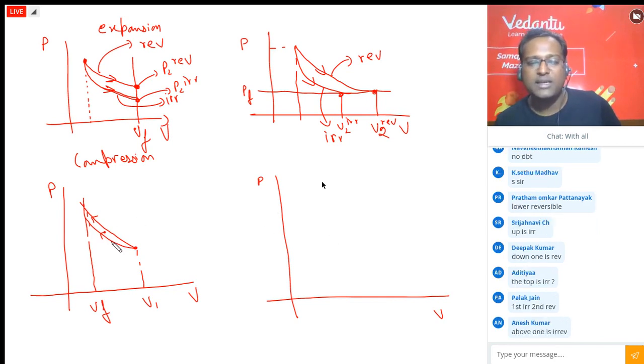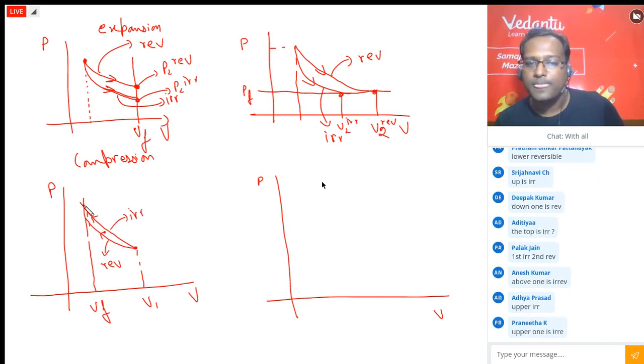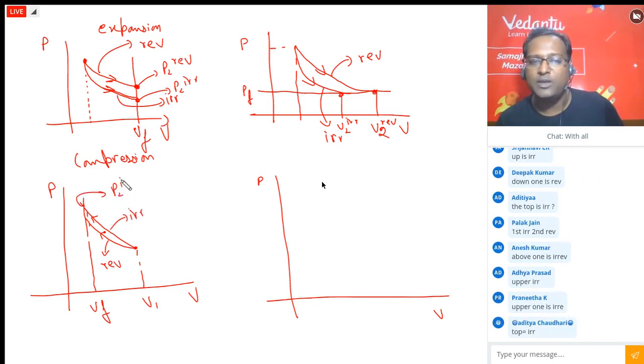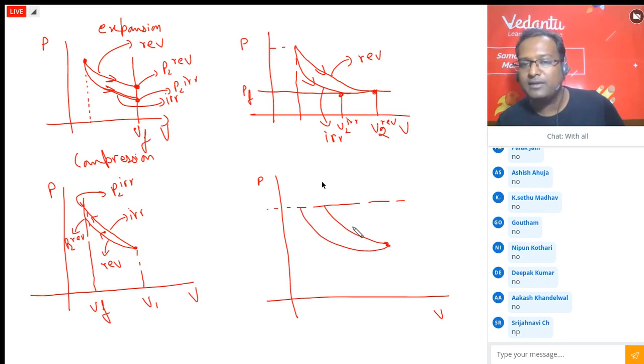Lower one reversible, yes, because in compression I have to do work, I want to do less work, and therefore now I will say P2 irreversible is more than P2 reversible. Ulta ho gaya. But will I remember the pressure relationship? No, I will not remember it. If asked in exam, I will immediately draw these graphs like this and I will answer. Guys, I'm spending time on this. It's not a waste because it is not possible to remember everything always. So you'll have to know how to infer things in the end.